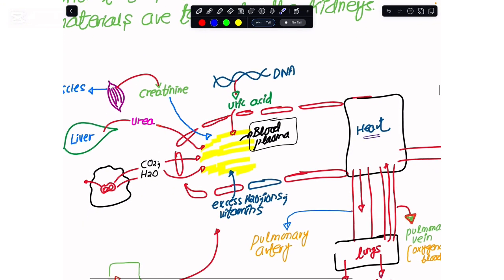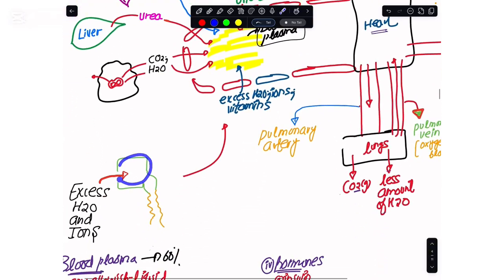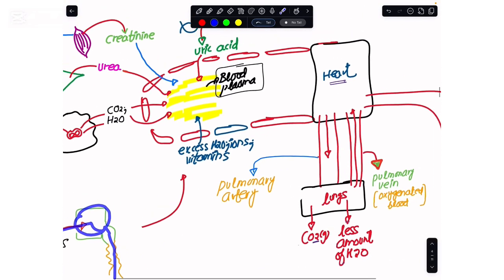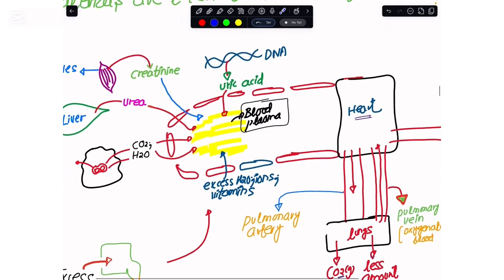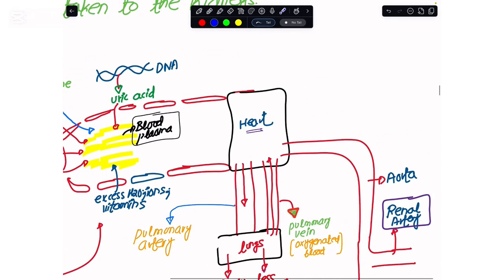And from the diet, you see, we have this mouth, and from here we have taken excess water, ions, minerals and vitamins into our body. So these excess water, ions, vitamins and minerals are again present within the blood plasma. So what this blood plasma would do is take all of these things to the heart.